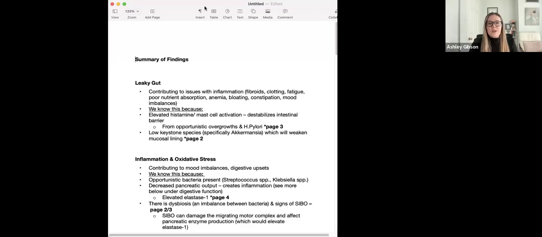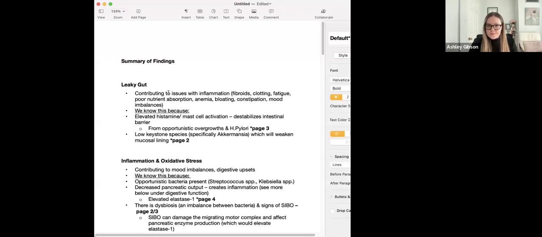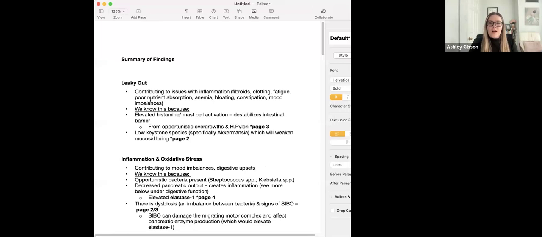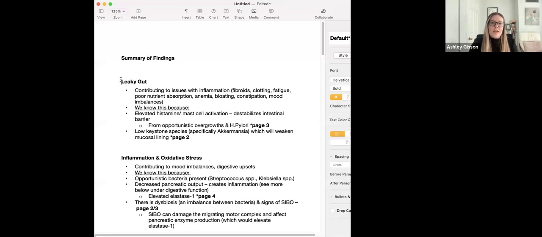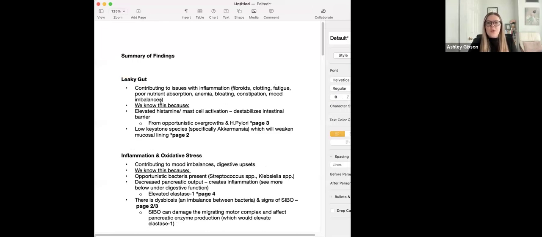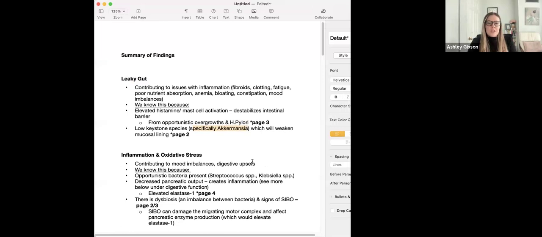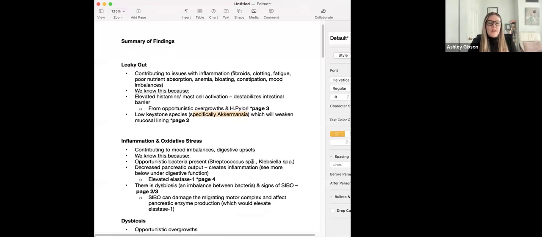So I'm going to take you through it very quickly. This is something that I would put together for a client. I'd give them a summary. I like to come up with themes that are going on, so then we know exactly what are the things that we need to focus on and heal and to support. So, this client, we've got to get rid of the H. pylori. We've got to support that Akkermansia, that bacteria. And like I said, I'm just going to go through this super, super quickly.